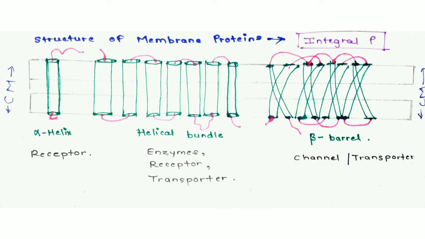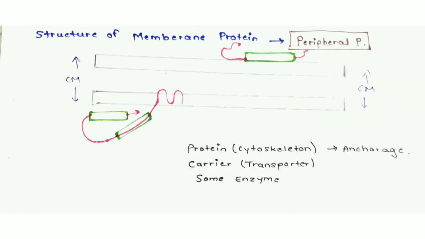Firstly, the integral protein. It will appear in three types. The first is alpha helix. Receptors are mostly of this type. The second is helical bundle, like multiple helices are there. Enzyme, receptor, transporter are of helical bundle type. Whereas the third is beta barrel. Channel and transporter appear like this. Now the peripheral protein appearance. They are of basic structures, just like having helix and proteins, carrier, transporter, and some enzyme appear like this.